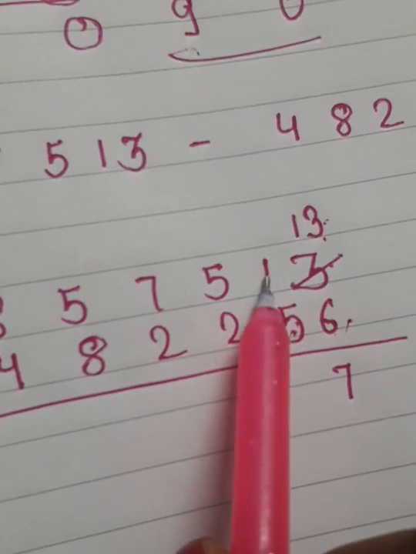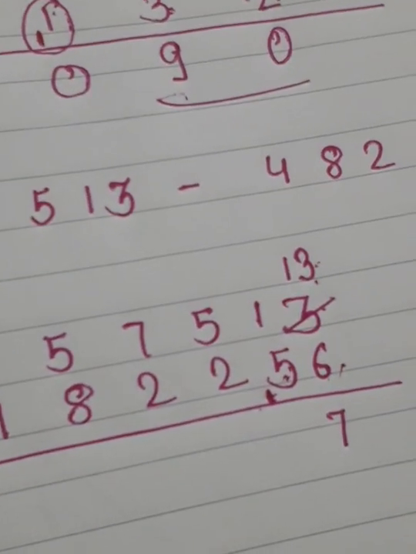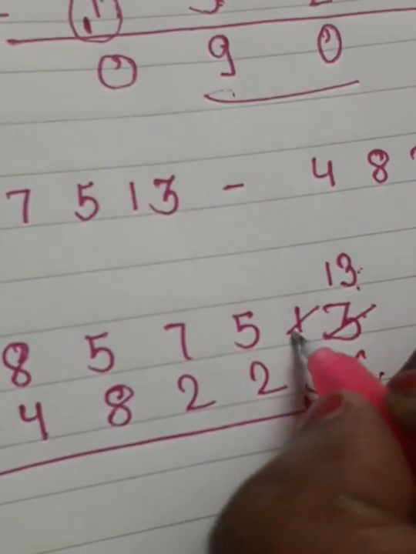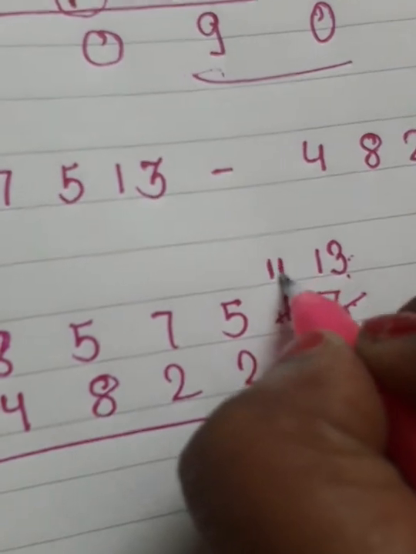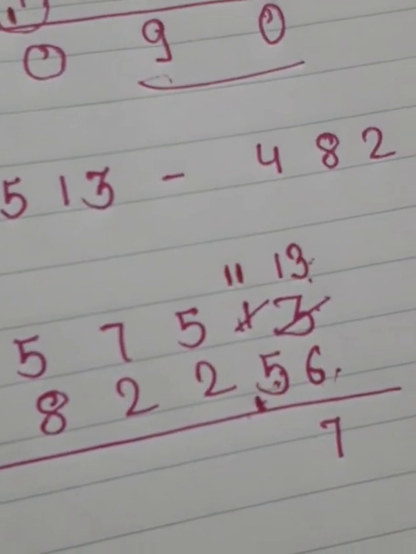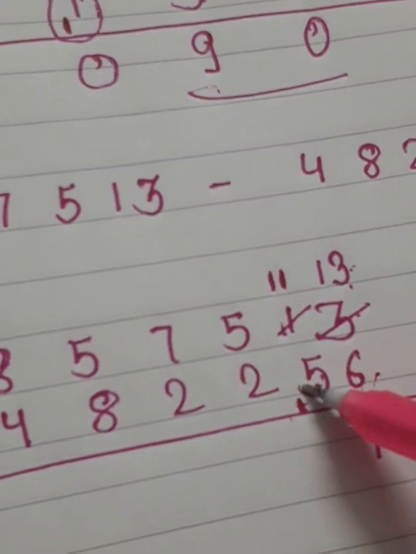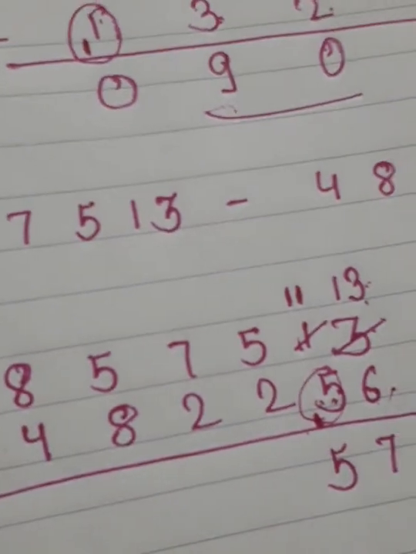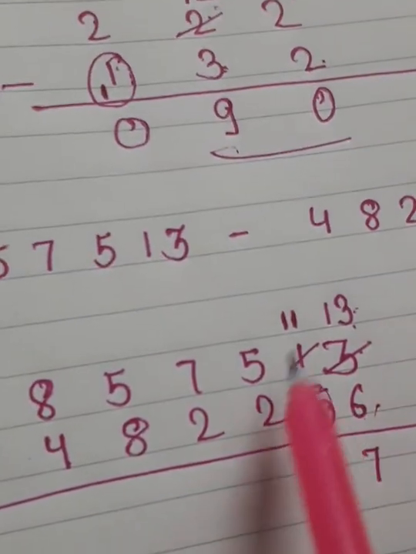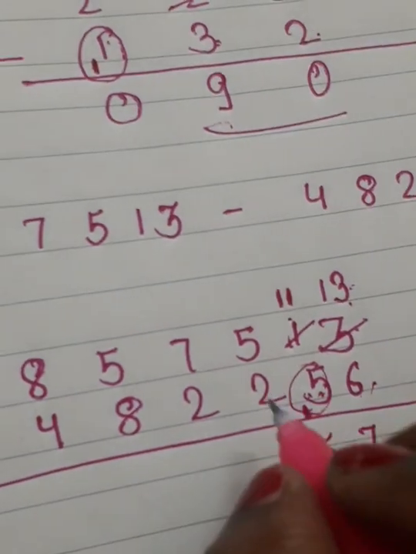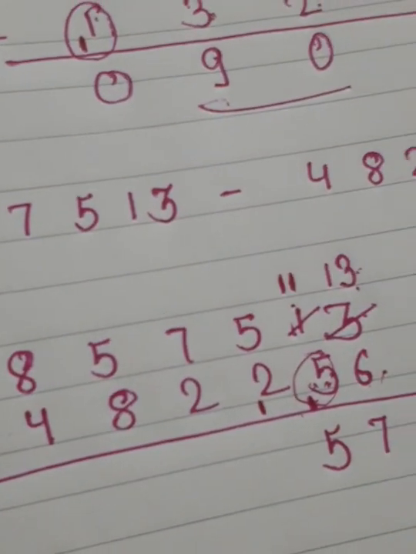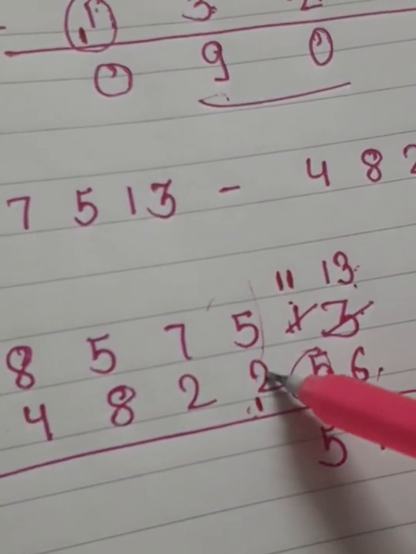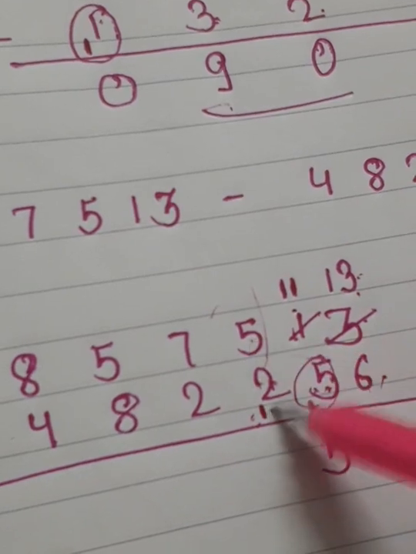Clear? Now first of all this will become 5 plus 1, which is 6. So the upside number is 1. Can we subtract 1 minus 6? No, we can't. So what we have to do is assume this 1 is 11. Clear? So 11 minus 6 will become 5. Got it? Now we have assumed here, so we have to add 1 here. 2 plus 1 is 3. So 5 minus 3 you will get 2.